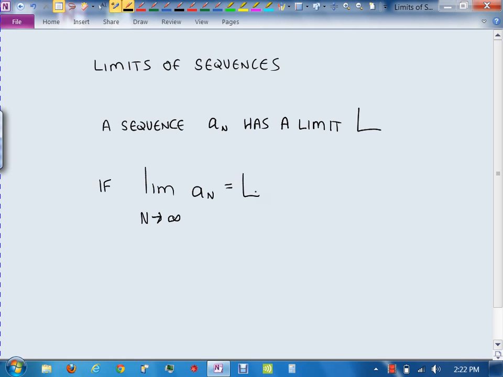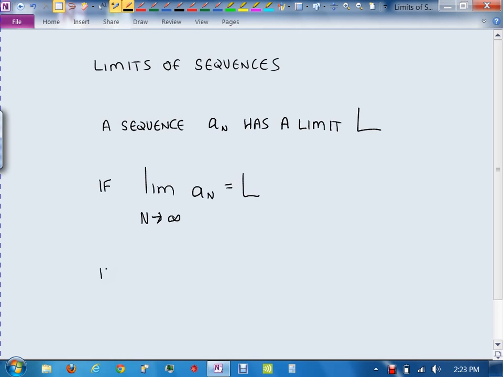Now look, remember functions had limits? And we said take the limit as x goes to infinity? And what that meant was what's our function doing as we go out to the right? All this means is where is our sequence headed? Where's the sequence going? Is it heading towards a certain number or not?